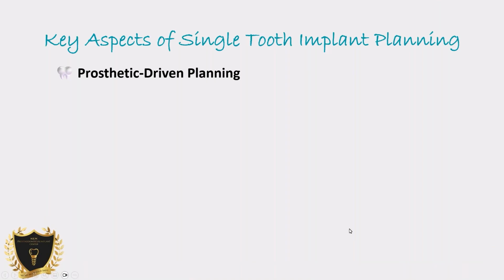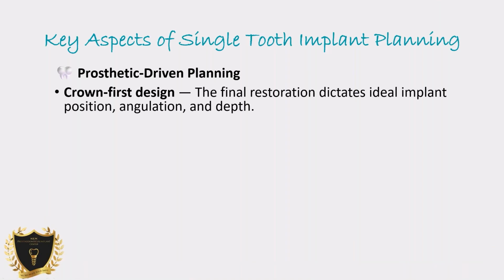Now let's talk about prosthetically driven planning. So our goal is crown design comes first. What I did in the previous slide, we are looking at it. You need to see where the implant needs to go, what is the ideal angulation, position, and depth. Once you get that, you go ahead and figure out where you want to place an implant.